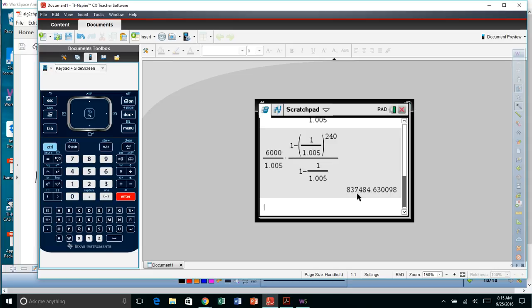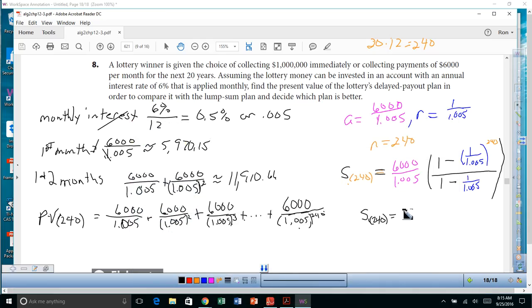Okay, so $837,484.63. Pretty cool, huh? So $837,000 and 484.63. So that's really, if you take the annuity, and given you're able to get 6% interest, you might be able to get more, you might get less. It just kind of depends. Over the next 20 years, that's how much that $1 million is worth.